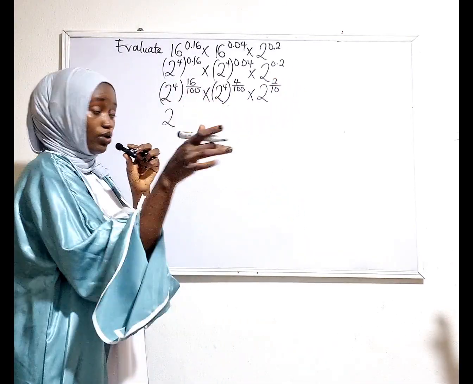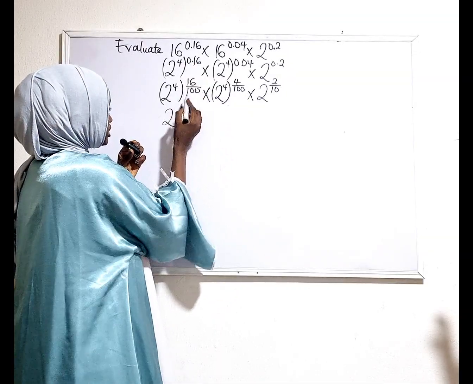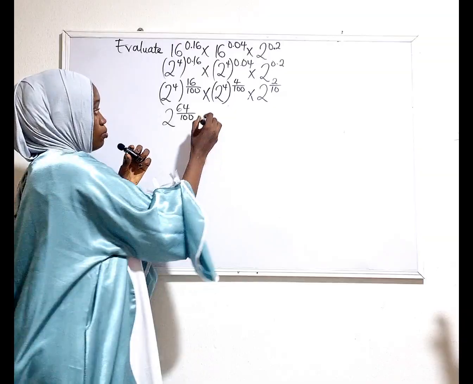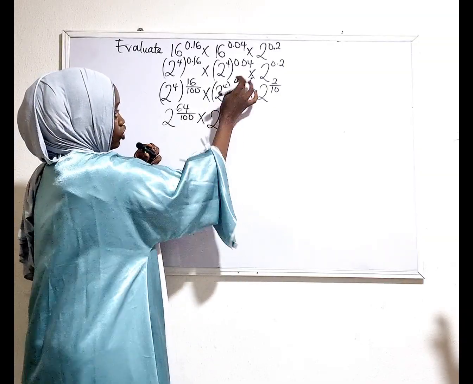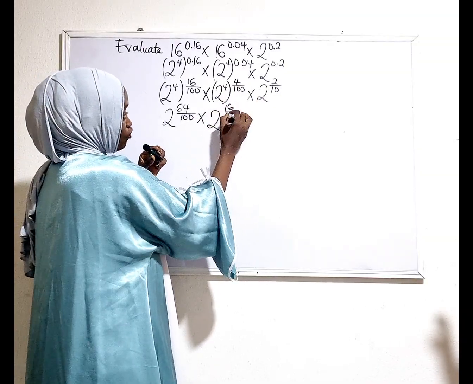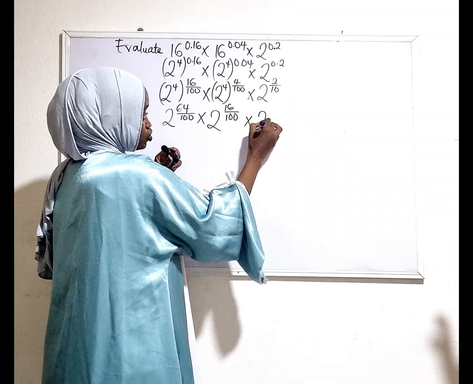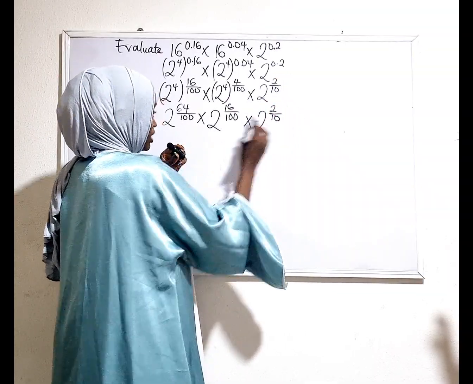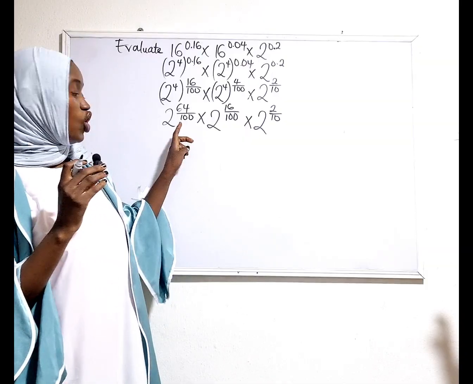Now let's multiply the powers. Here we have 4 times 16 gives us 64 over the denominator, which is 100, multiplied by 2 to the power of 4 times 4, which is 16 over 100, multiplied by 2 to the power of 2 over 10, right? So now, as you can see, all the bases are equal.